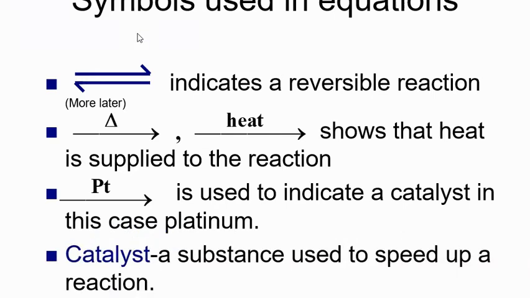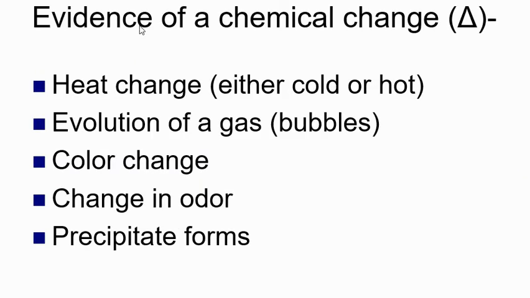All right, so there's the definition right there. A catalyst is a substance used to speed up a reaction, but it's not actually used or takes part in the reaction. All right, evidence of a chemical change.